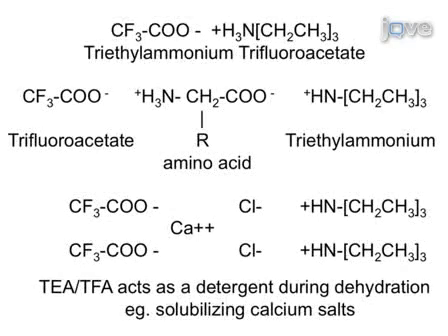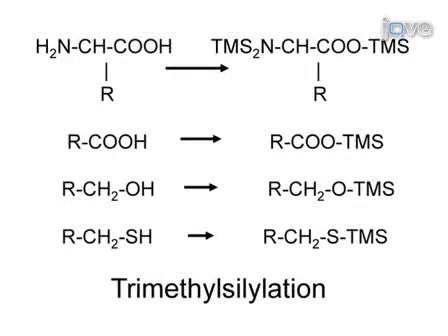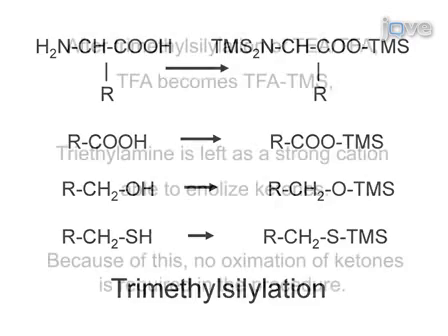The second step of the procedure is to dehydrate the samples in the presence of a detergent comprised of two volatile components, triethylammonium and trifluoroacetate. This is followed by derivatization of the components by trimethylsilylation and finally analysis by gas chromatography mass spectrometry.